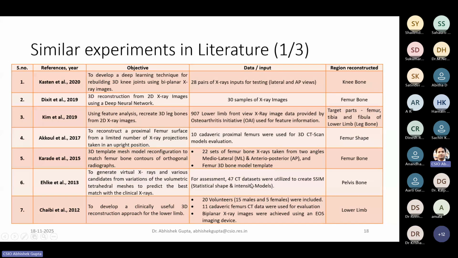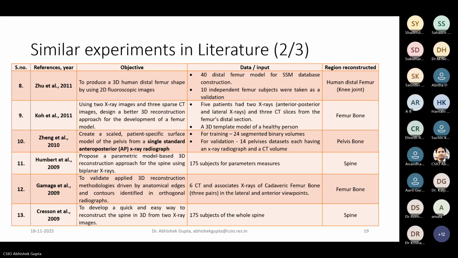So here I'm just giving you the idea that this work is at the initial stage, where researchers are doing it for the different organs or the different body parts. These are other examples in the same line. Mostly the work is done on the femur and pelvis bone, and on the spine also there is work.